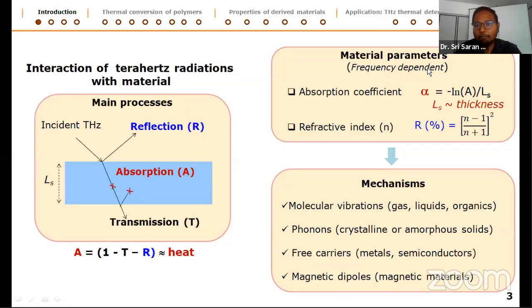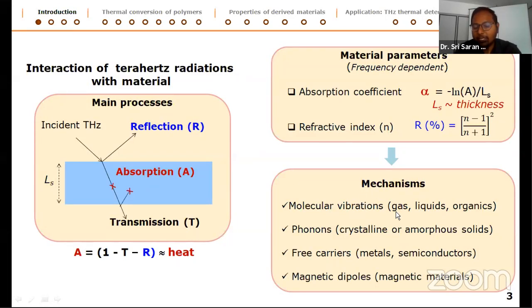For example, the absorption coefficient depends on the thickness and the absorption A. And the refractive index: for a plane surface, you can calculate the percentage of reflection from the n value using this formula. And why does it absorb? What is the mechanism behind this?